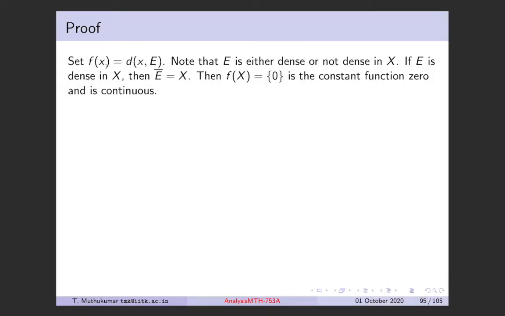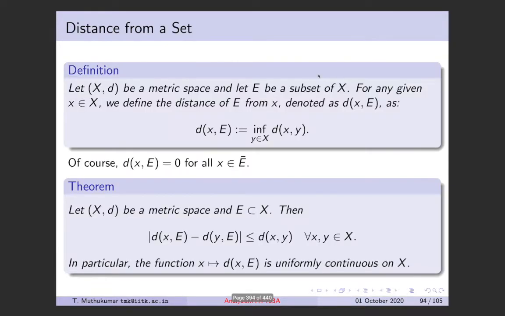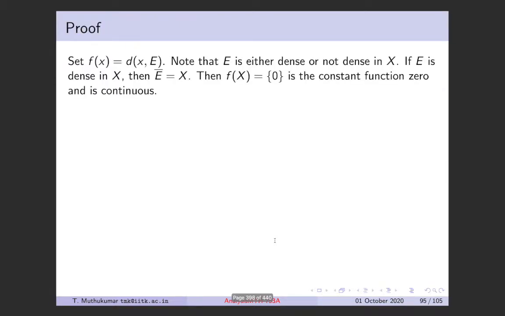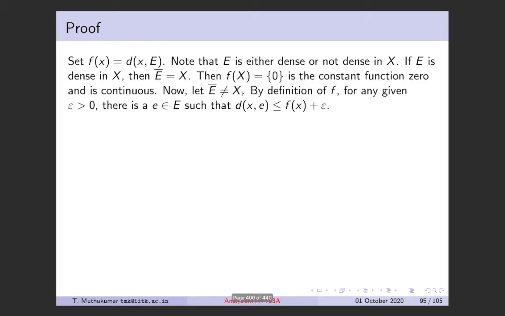That means this distance function f is actually the constant function 0, which trivially satisfies the condition that we need to prove, which is the Lipschitz condition. Okay, 0 is less than or equal to d(x,y). Now, the other possibility is E is not dense in X. If E is not dense in X, then E closure is a proper subset of capital X.